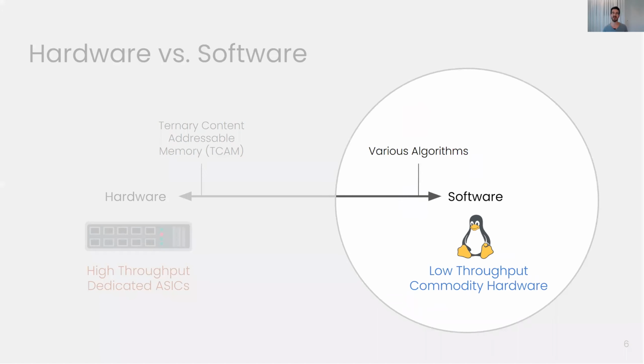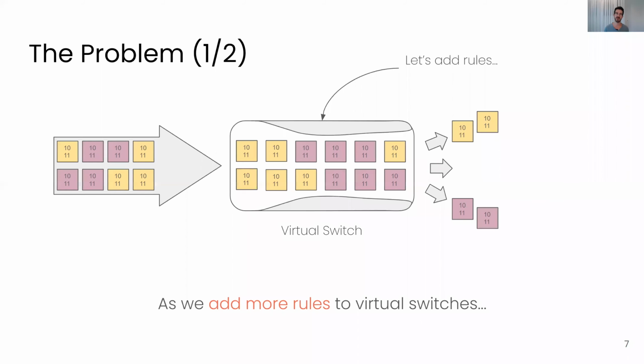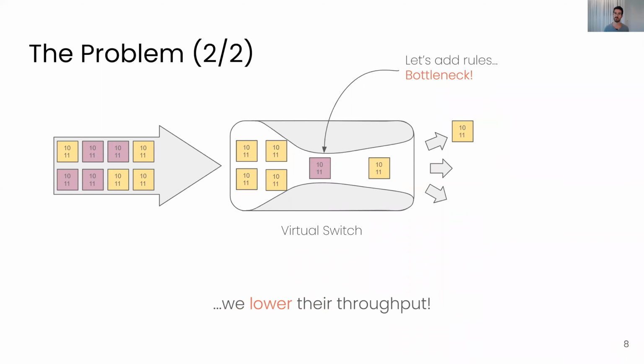We focus on an alternative, software classifiers that use commodity hardware instead of a dedicated middle box. Classification algorithms usually take part in virtual switches. So let's look at our virtual switch. We gave it some set of rules, and now it's busy classifying packets. Everything is okay, as long as there is only a small amount of rules. When we try to add more rules, we get a drop in throughput.